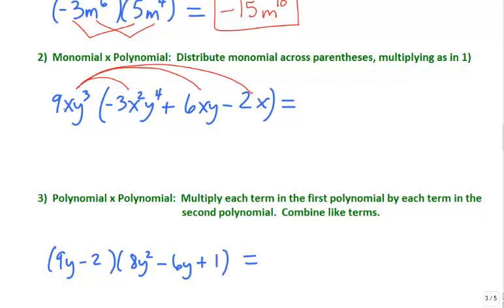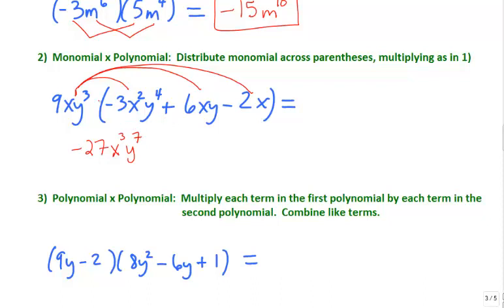So let's start by doing 9 times negative 3. That would be a negative 27. And x times an x squared. Now remember, this is like an implied power of 1. So x to the first times x squared, when I add those powers, that's going to be 1 plus 2, or 3. So I'll have an x cubed, and then a y cubed times a y to the 4th. 3 plus 4 gives me y to the 7th.